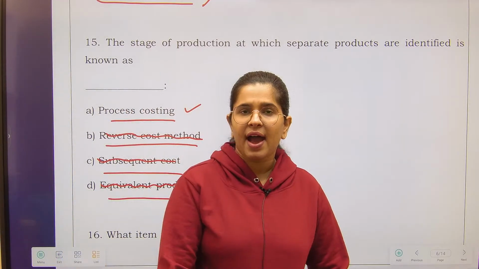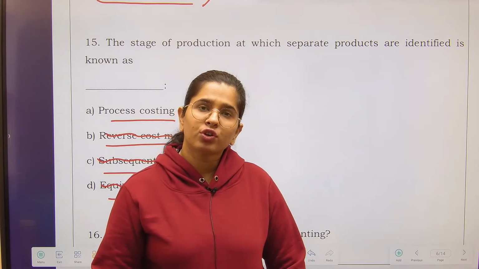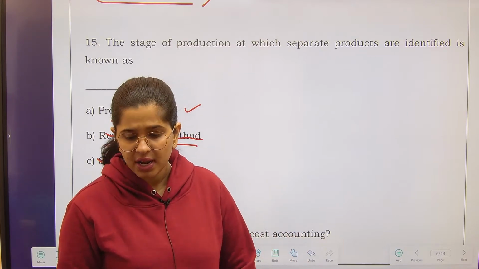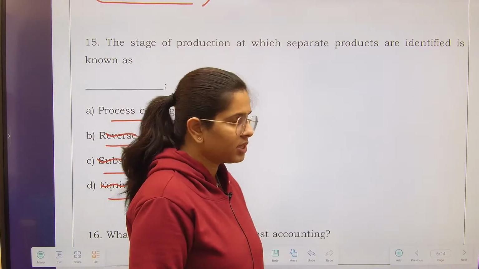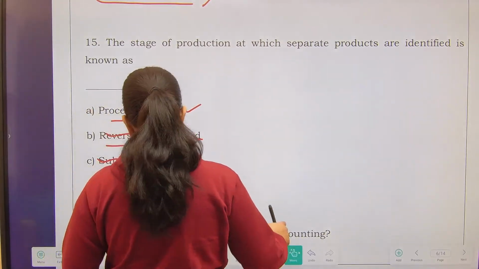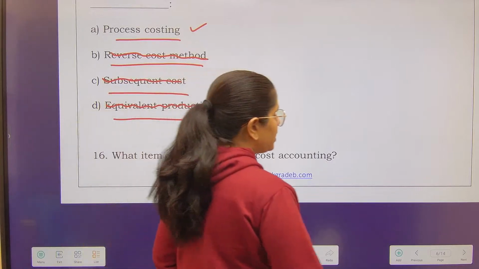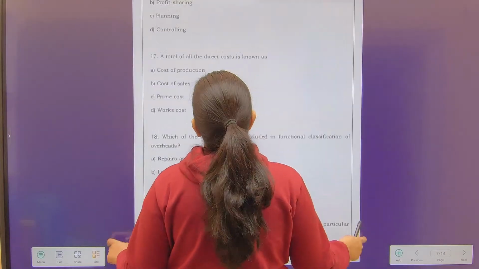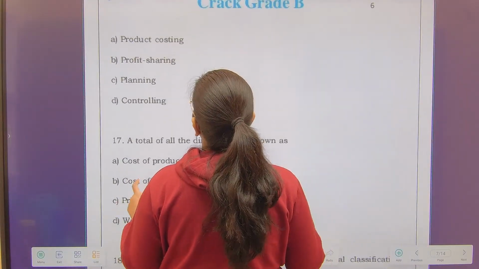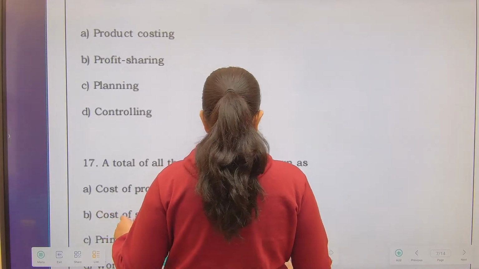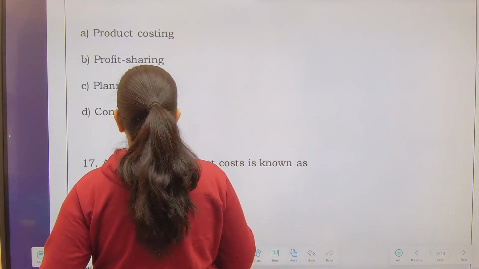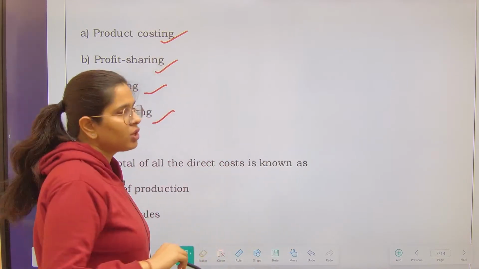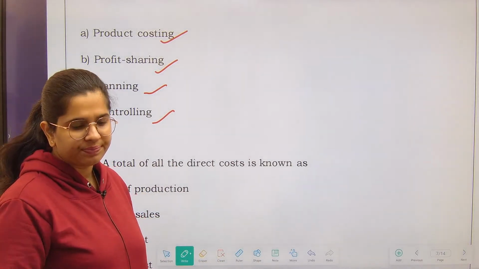In process costing, we have different processes, and out of those processes we identified that okay, at the end of this process we are going to receive a different product. So this is your process costing. What item is not included in the cost accounting? Product costing, profit sharing, planning, controlling. What is not included into your cost accounting?